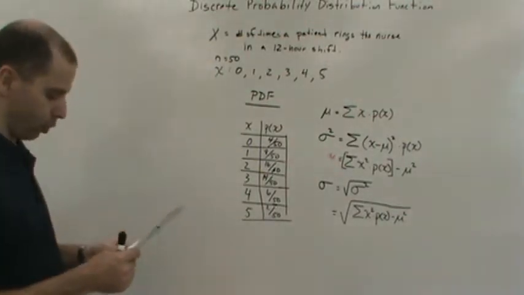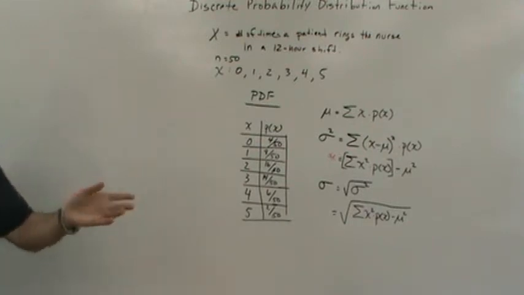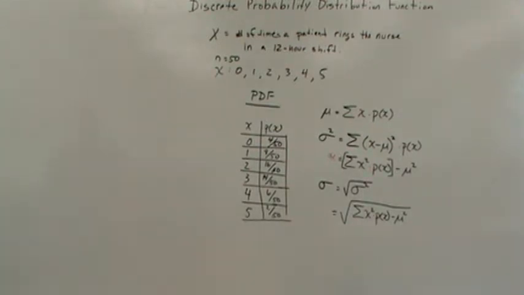It's pretty straightforward, and we're going to do an example. In fact, we're going to do it with this example of how you calculate all three of these. So we're going to use this example on the board, and we're going to calculate the mean, the variance, and the standard deviation for this one. And then we're probably going to do another example as well.